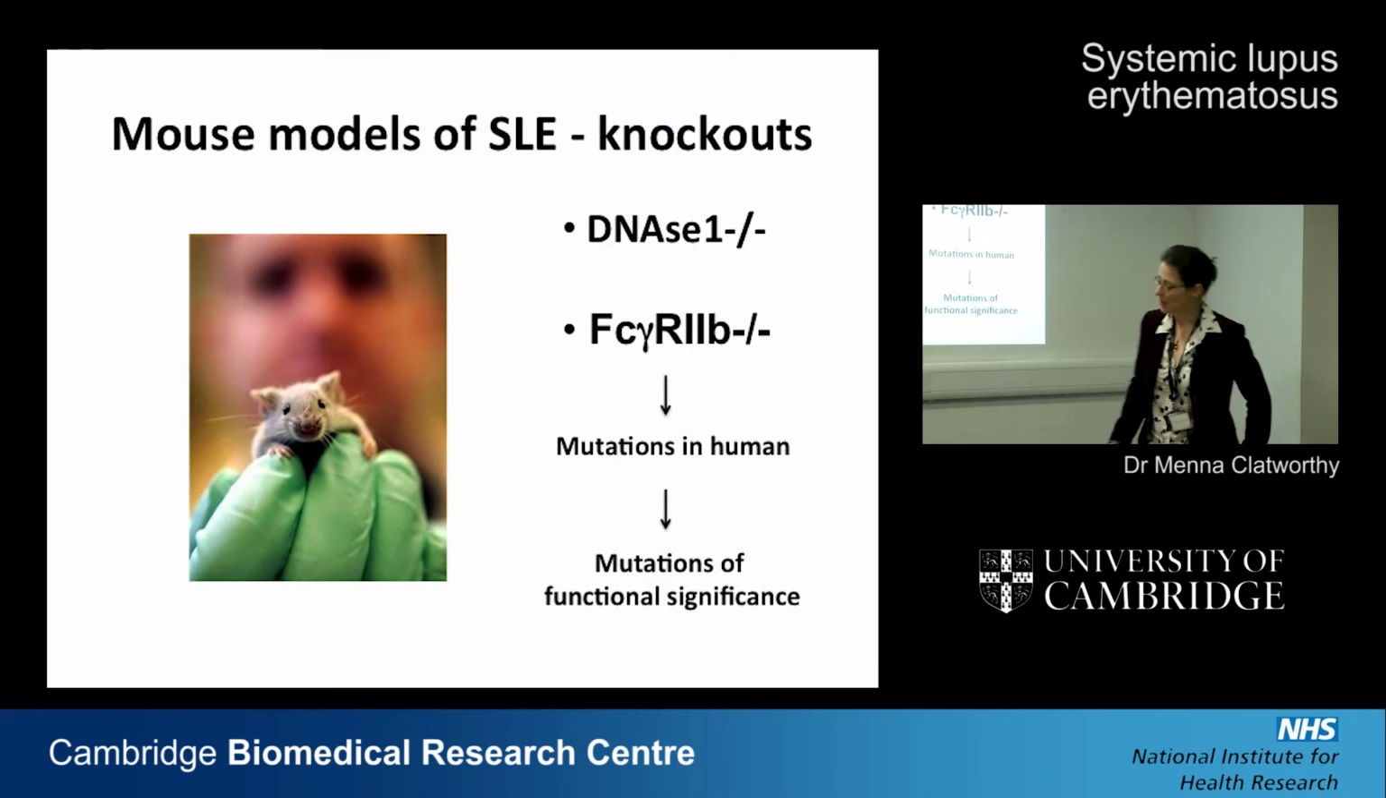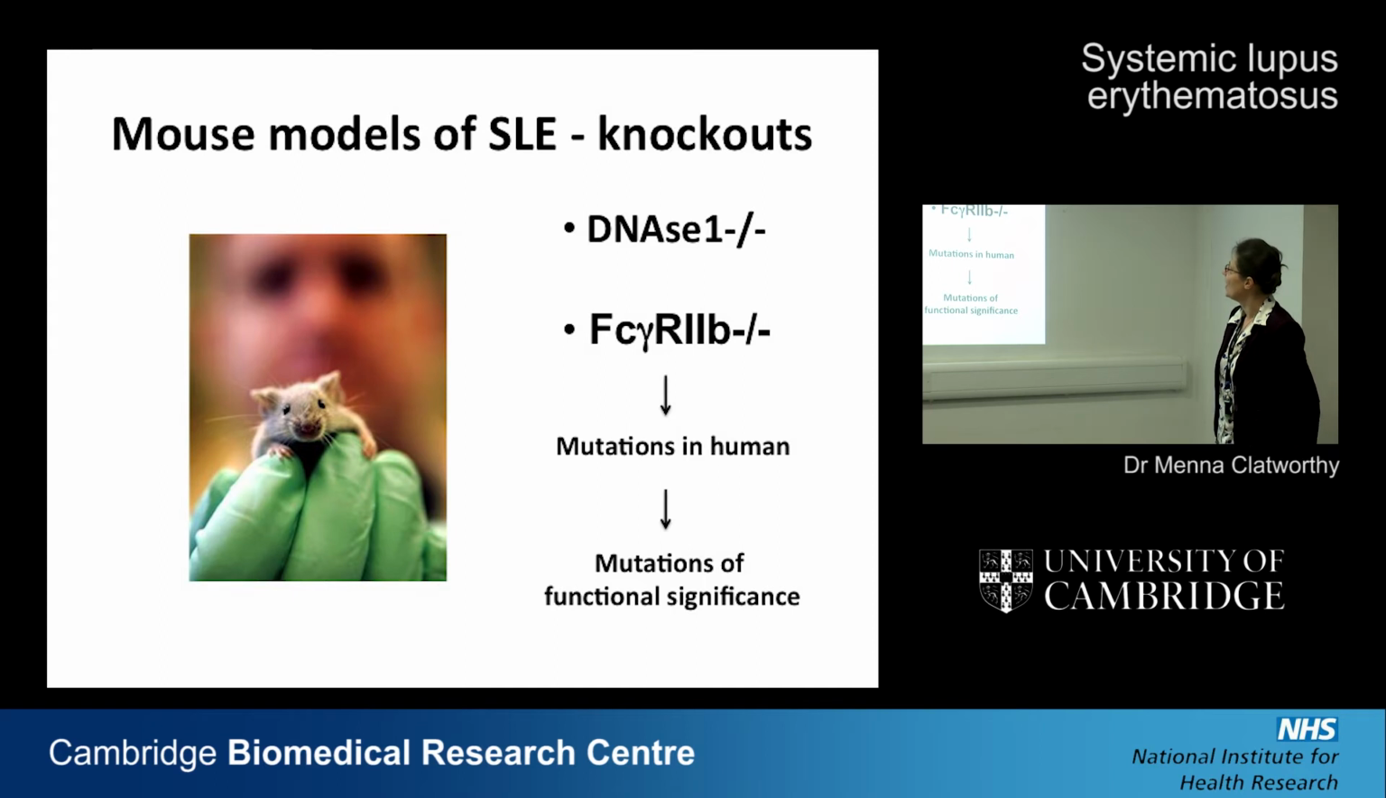So one of the mouse models, I'm going to talk to you about 2 of them, DNase 1 knockouts and Fc gamma R2b knockouts. And I'll show you how knockout mice, which showed a phenotype in developing lupus, led to studies in humans and the identification of mutations in humans.